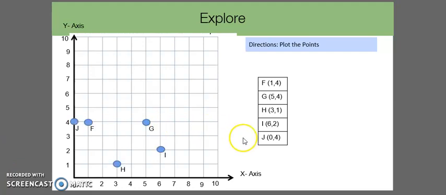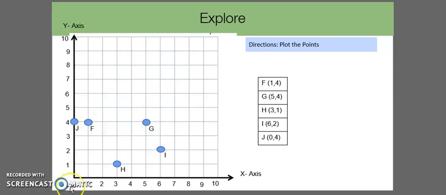Okay, so let's look at this. So let's say we start with F, (1, 4). So again, we start at the origin. We're going to move to 1. Then we're going to go up to 4, which is our y. 1, 2, 3, 4, and we plot F.